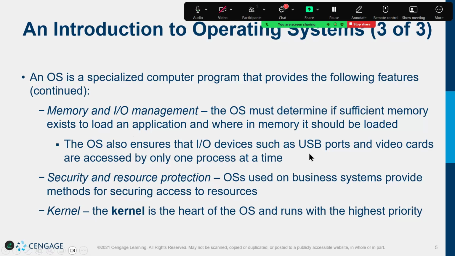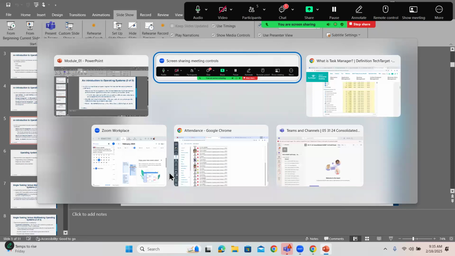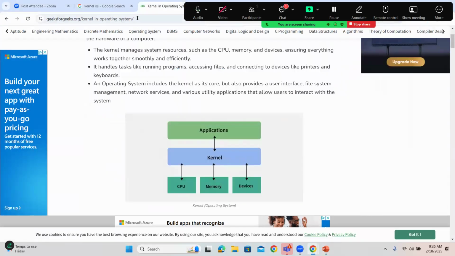Okay. So we talked about last time there being cooperative processing as well as preemptive processing when it comes to operating systems. Another function of the operating system is security and resource management. Operating systems used on business systems provide methods for securing access to resources. This is where the term access control is very important. Here we go once again, the kernel. The kernel is the root or the heart of the operating system that runs with the highest priority. One thing I would like to show is something that is called kernel rings.